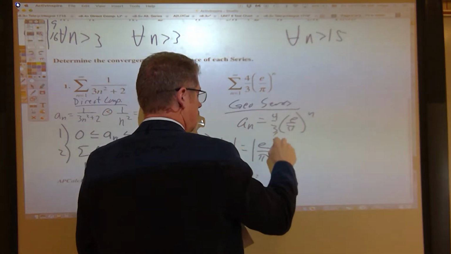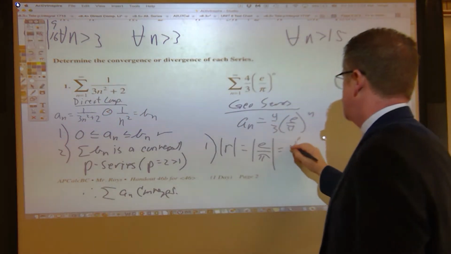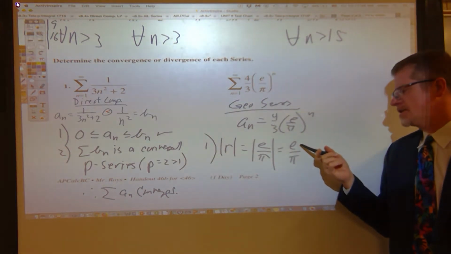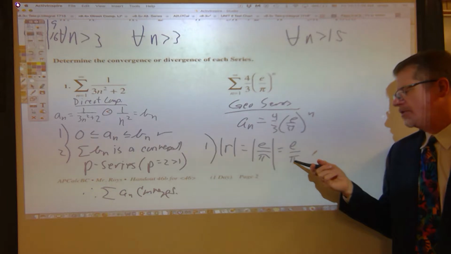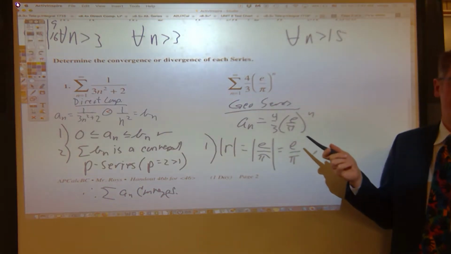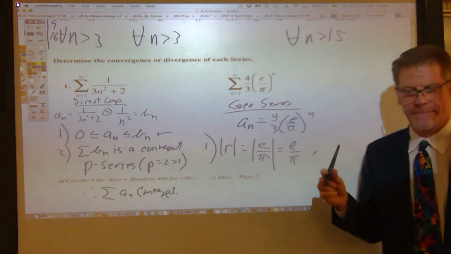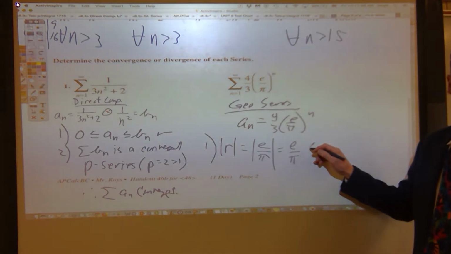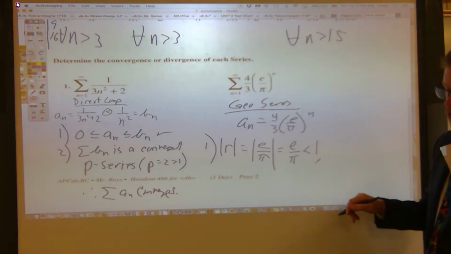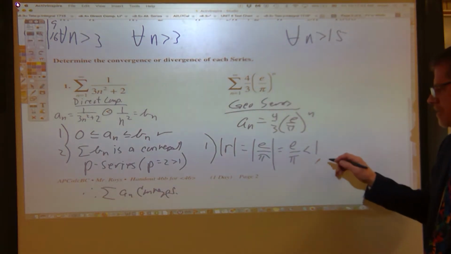e over pi. Absolute value of e over pi is e over pi, 2.7 over 3.14, et cetera. Into what category would you place e over pi, class? Less than 1. Less than or equal to 1, that's a category for p-series. Less than 1 is kind of here.